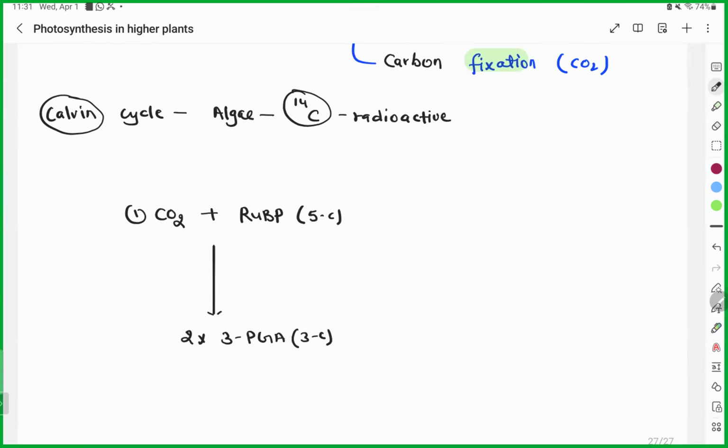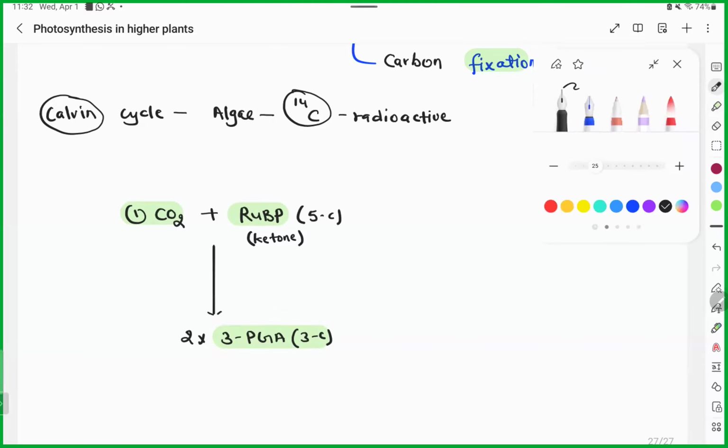Correct? You will be surprised, sir, if a 3 carbon product is produced, then the reactant should contain 2 carbon. Why? Because 1 CO2 will be added. But don't worry, we have studied a lot and this is correct. And RuBP contains a ketone in this.